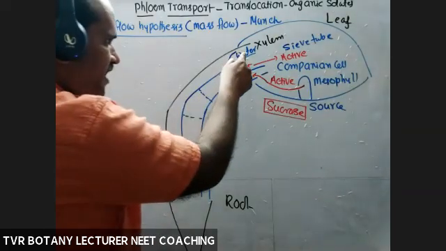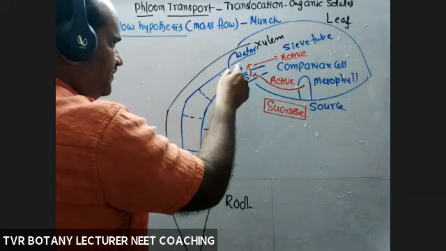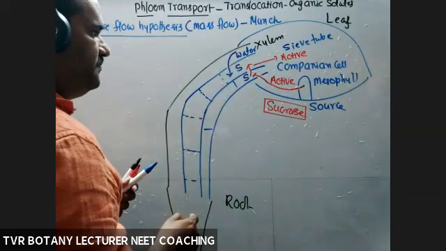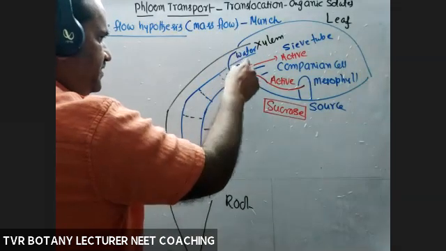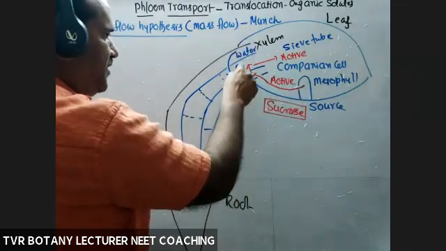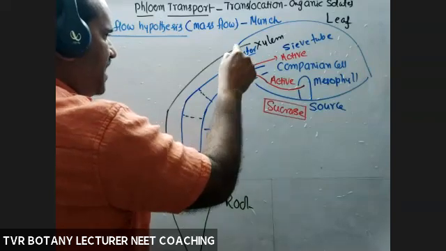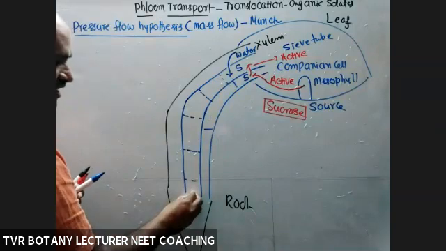Because of the entry of water molecules, a positive hydrostatic pressure is created within the sieve tube. That is called osmotic pressure. Osmotic pressure is created within the sieve tube. So the companion cell plays an important role in the creation of a so-called pressure gradient. More pressure here, less pressure here.